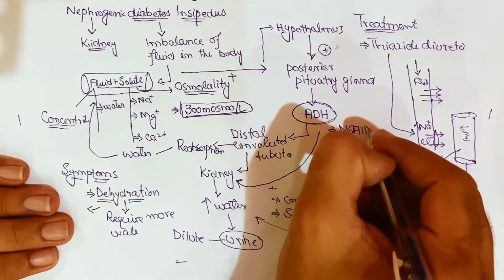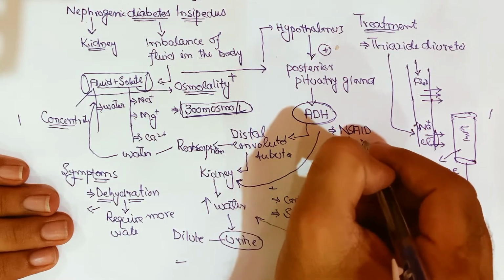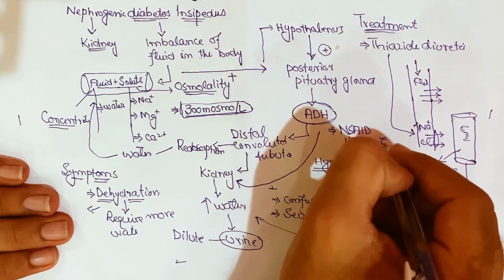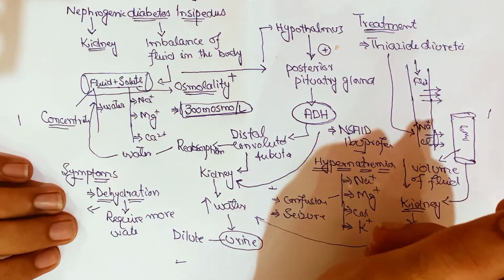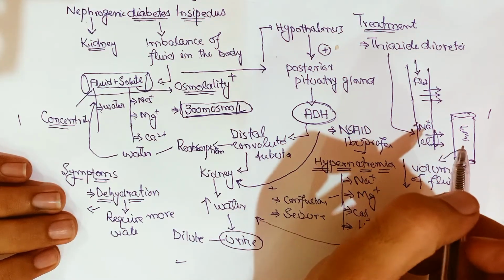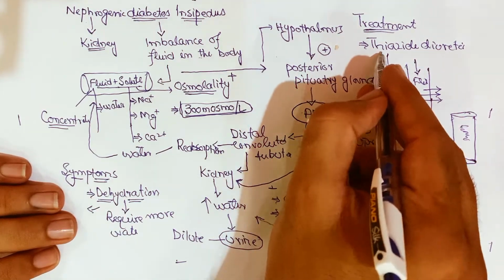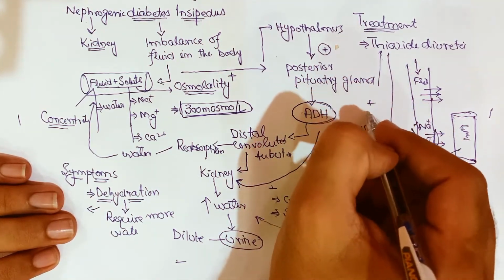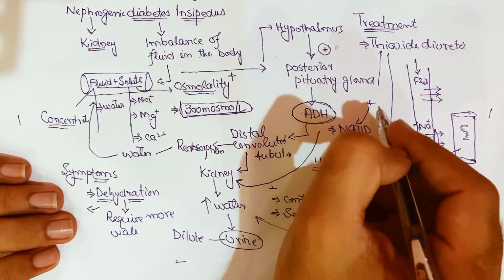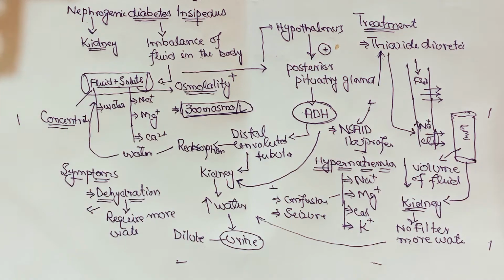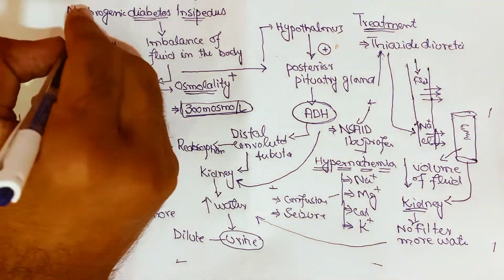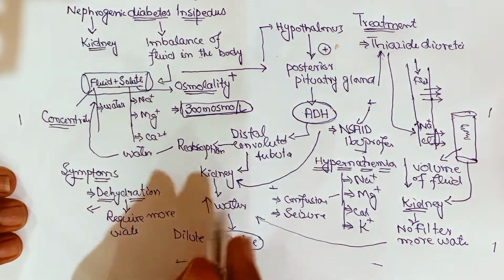NSAIDs, that is ibuprofen. Ibuprofen also helps to reduce the volume further when used in combination with thiazide diuretics. So these two medicines are normally used to treat nephrogenic diabetes insipidus.